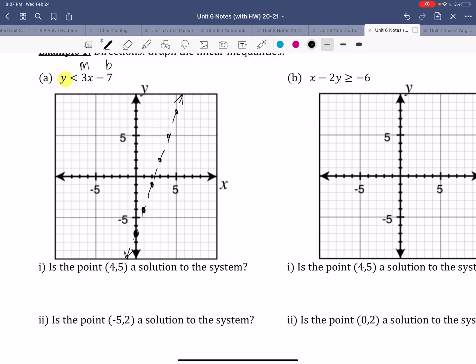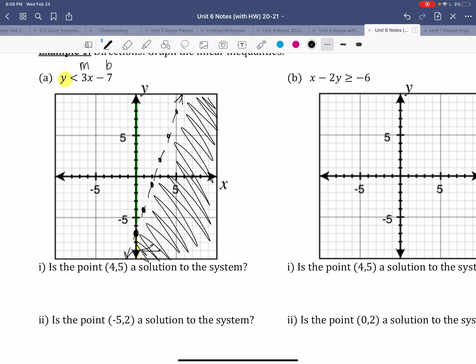So y is less than this line. So I have my lower half where y is smaller, and I have the upper half where y is bigger. Because y is going to be less than my line, I'm going to shade where those y values would be smaller than that y-intercept. So the smaller values are down here on the y-axis, so I'm going to shade this side of my graph.